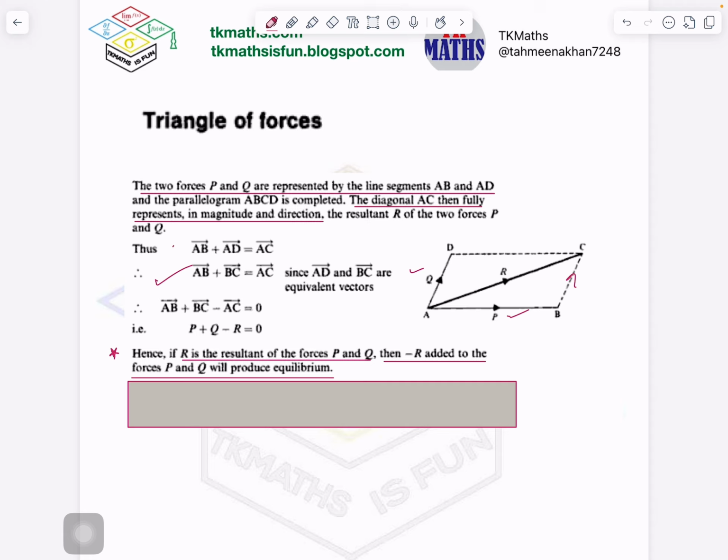And from here, what do you get? If you add minus R, because R is the resultant and minus R is in the opposite direction, to the two forces P and Q, the answer will be equal to 0. And that shows that it will be in equilibrium, right?